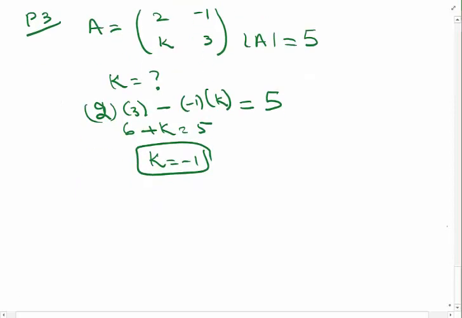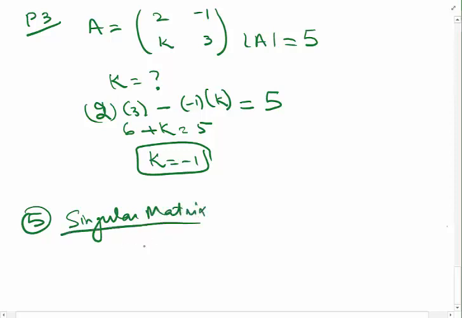Alright, so these are some examples related to inverse and analysis of inverse. Let's talk about a few other types of matrices. So type number 5 is the singular matrix. We have already discussed it in our inverse analysis. What is a singular matrix? A 2 by 2 matrix whose determinant is equal to 0.